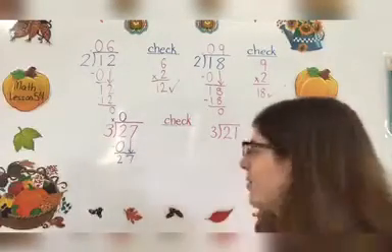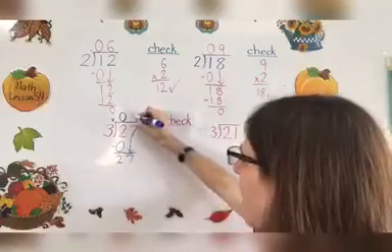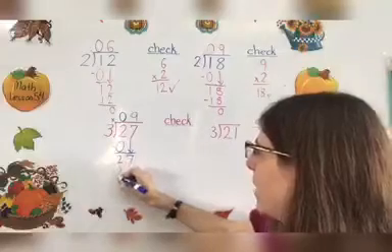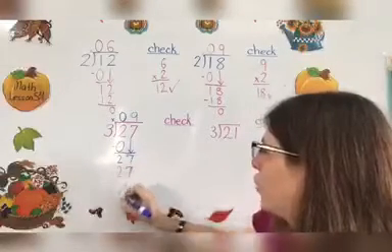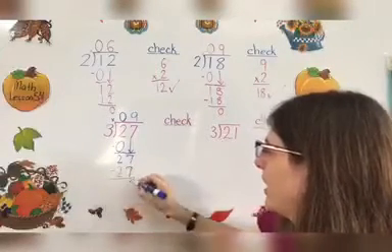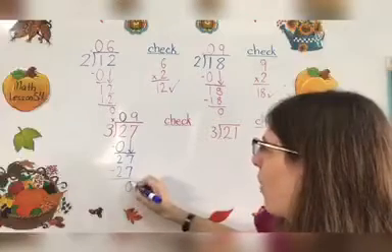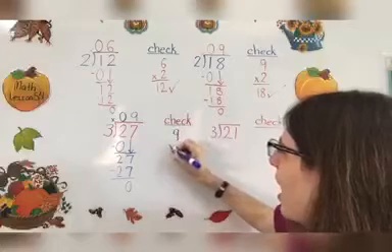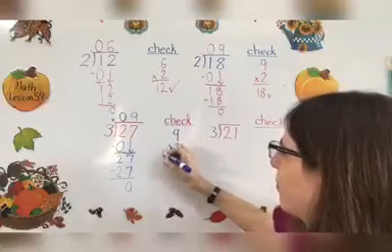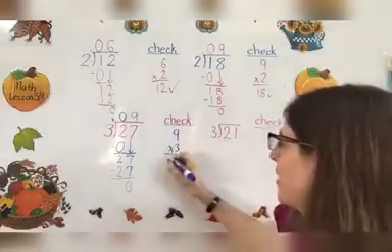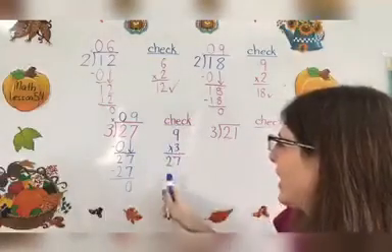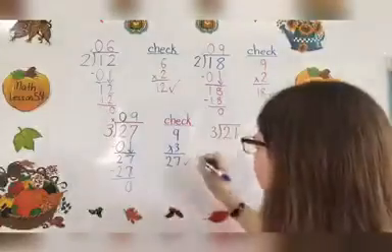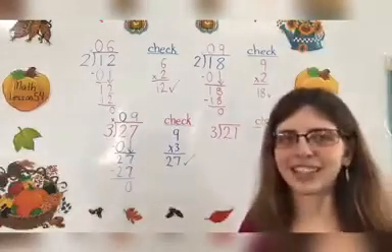9, that's right. So I put my 9 over the 7. 9 times 3 is 27. 27 minus 27 is 0. And now I check it. 9 times 3 is 27. 27 is the same as the number in my division house, so I know my problem is correct.